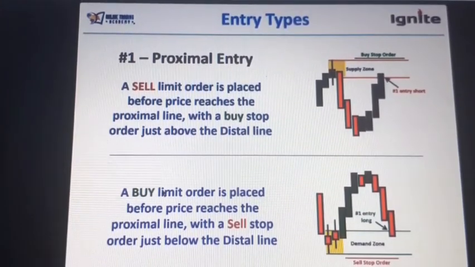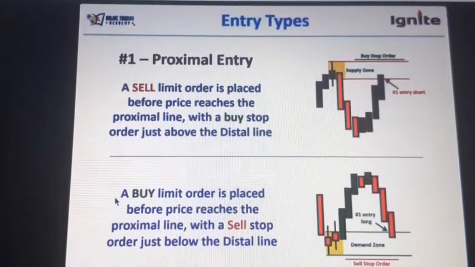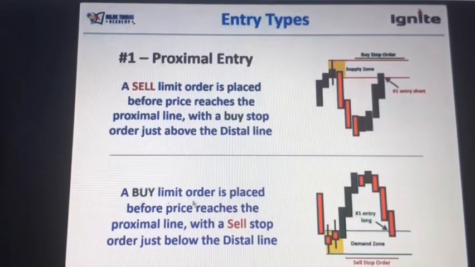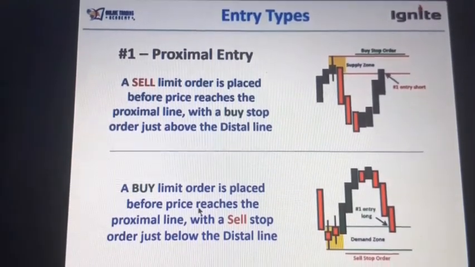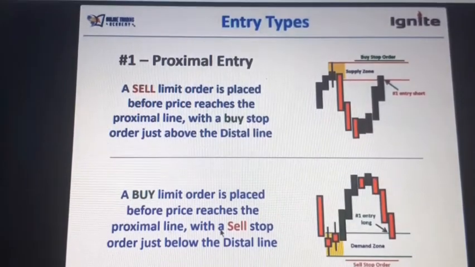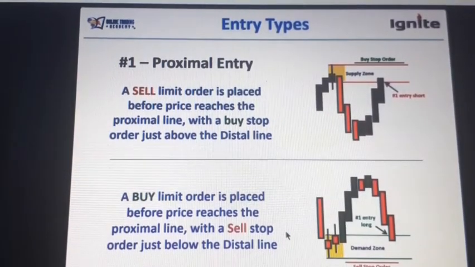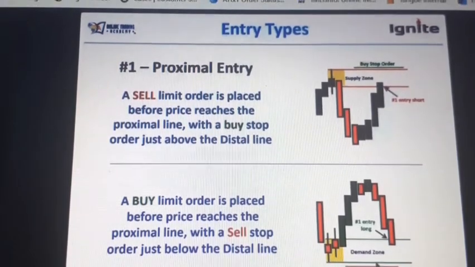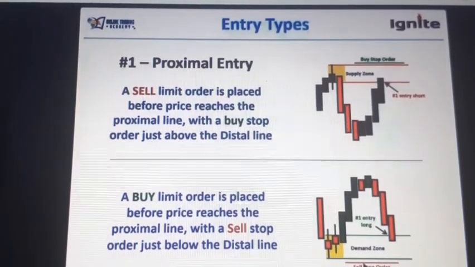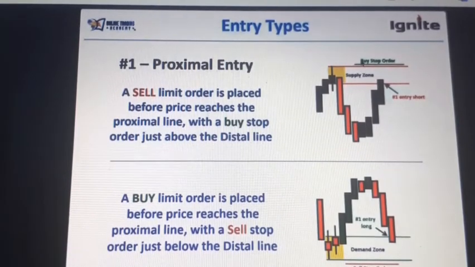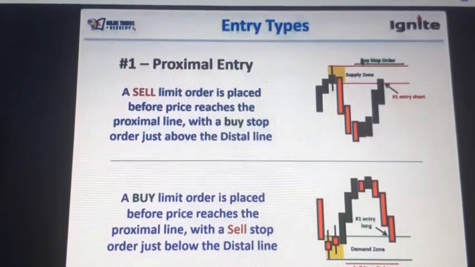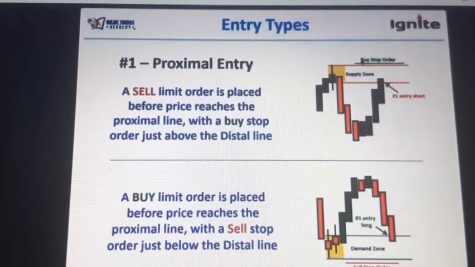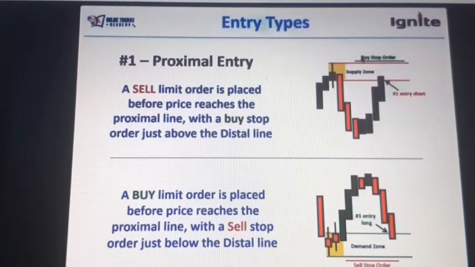Similarly, for your buy proximal entry, a buy limit order is placed before price reaches the proximal line with a sell stop order just below the distal line. So in case of a demand zone, your stop loss will come below the distal line, and in case of a supply zone, it will be coming above the distal line. Now, how much above, how much below, I'm going to tell you today itself.